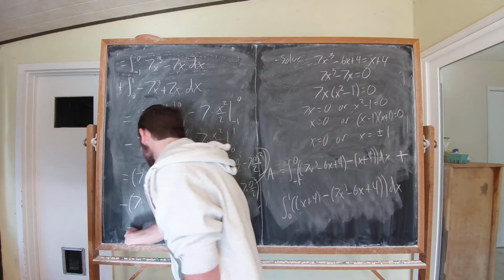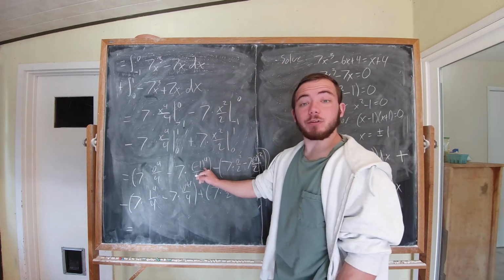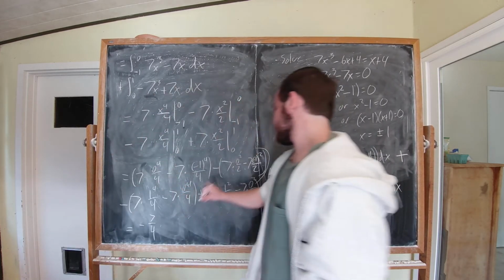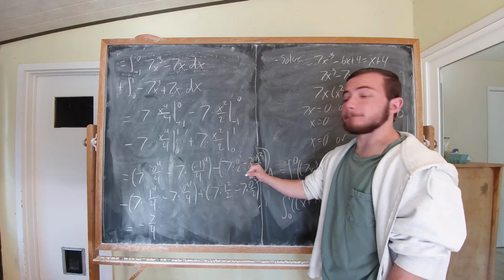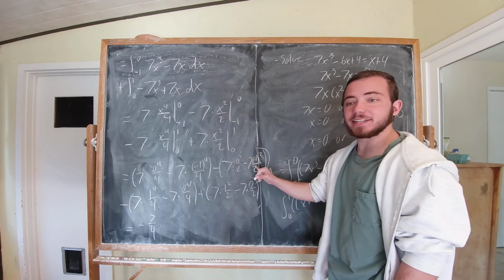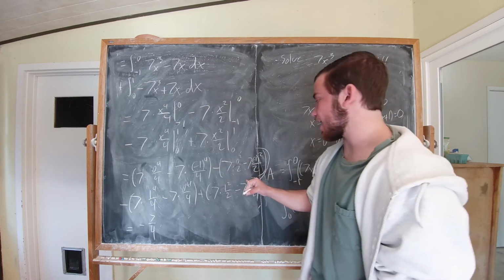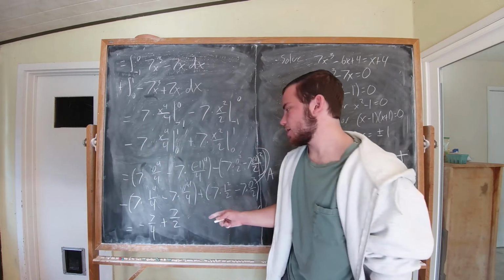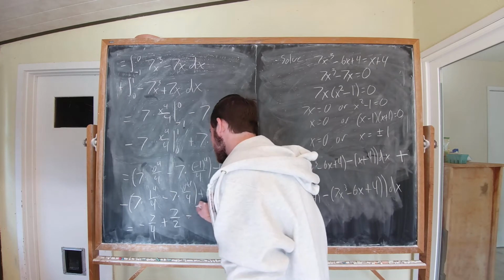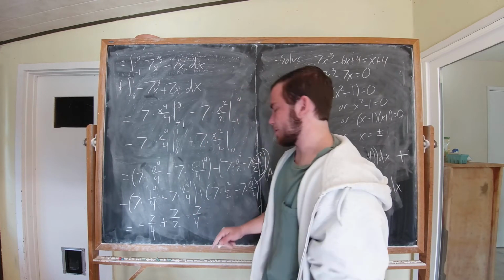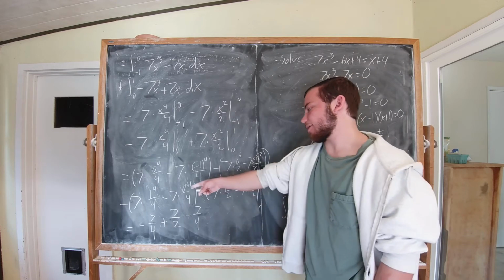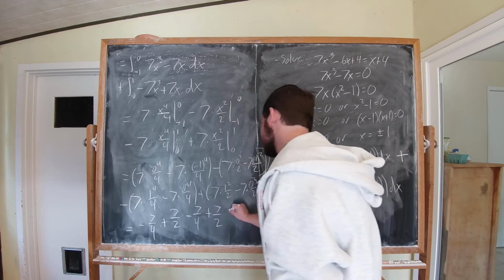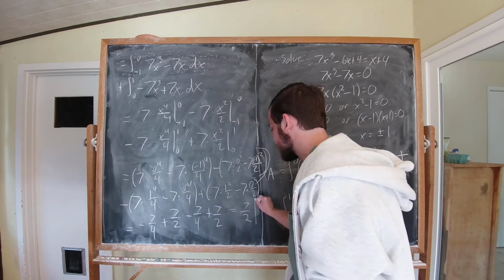You evaluate all of those things out. Negative 1 to the 4th is positive 1, so you have negative 7 fourths. That's 0. Minus, 0 minus negative 1 squared is 1, so we have minus 7 halves. Minus negative 7 halves is plus 7 halves. We're going to get another minus 7 fourths from that third term. And then from this fourth term, we're going to get another plus 7 halves. And that ends up just being 7 halves.